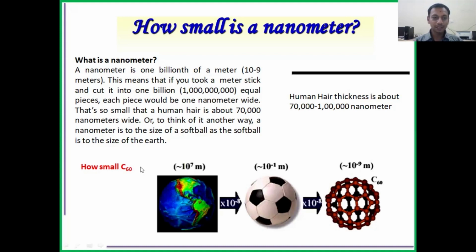Let's take the example of fullerene also. Fullerene is C60, and a popular name is buckyball. Here the world diameter is 10 to the 7 meter. You multiply by 10 to the minus 8, then you get 10 to the minus 1 meter size, and that's like a football or soccer ball size. You again multiply by 10 to the minus 8, and you get the size of 10 to the minus 9 meter. That is the size of C60, popularly known as buckyballs, fullerene. The third allotrope of carbon is fullerene.